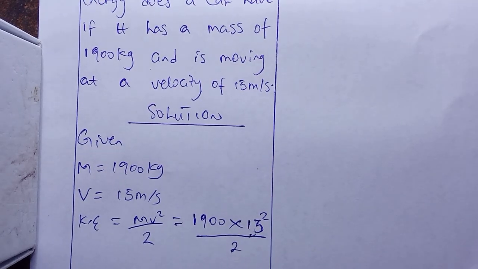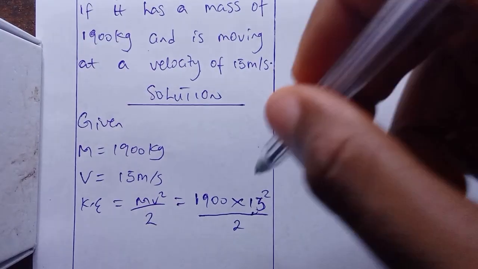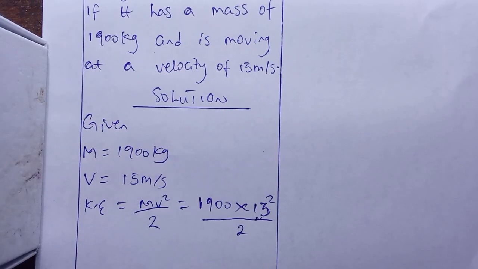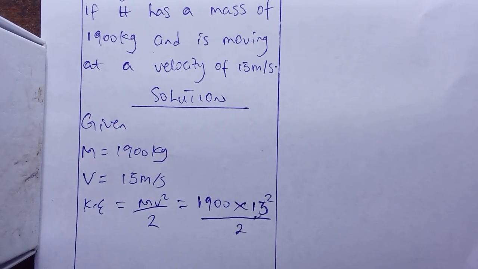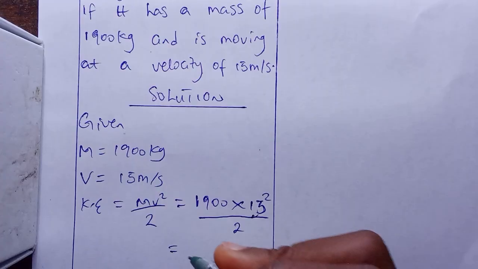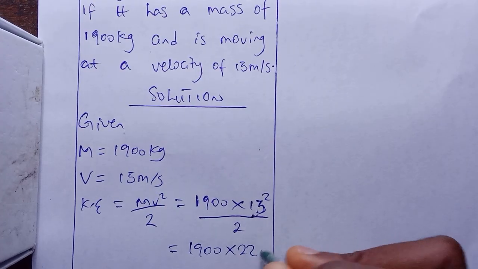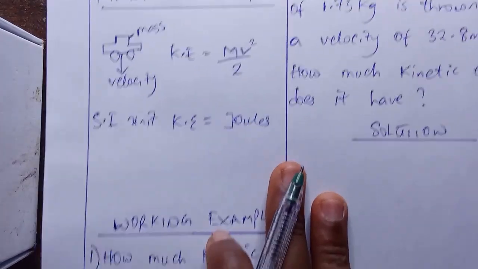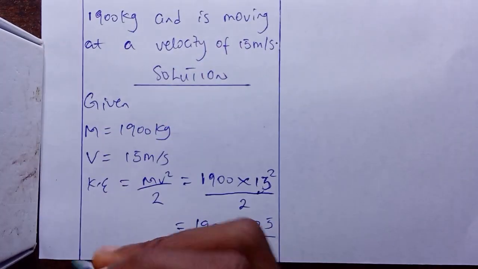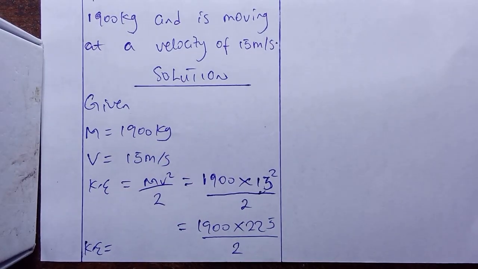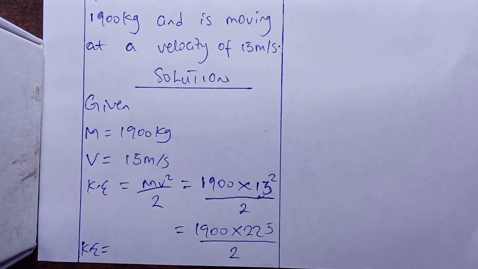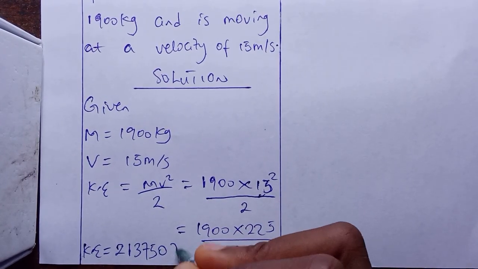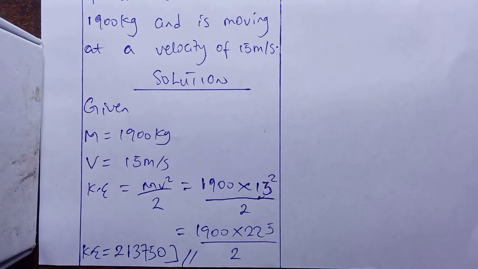Now this is the trick. If you're solving kinetic energy questions, always square the velocity first before you punch the rest together, so you won't get different answers from your calculator. So 15 square is 225. So we have 1900 times 225 all over 2. If you punch this, you get a kinetic energy of 213,750 joules.